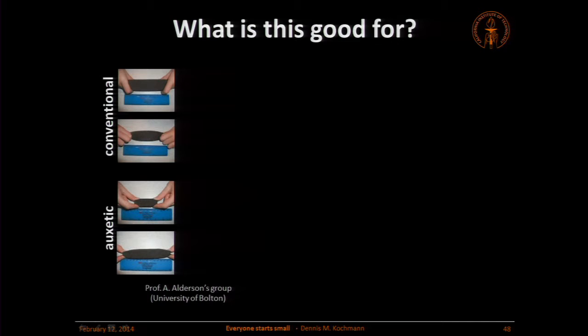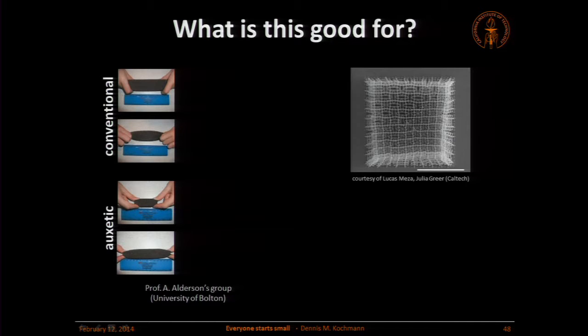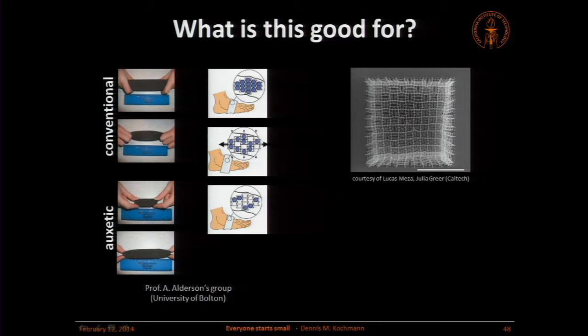If this is the original foam and you're pulling on it, it doesn't become thinner, it actually becomes fatter quite a bit. You can do this with foams, and Julia's group here at Caltech can also do things like this with trusses. It's a similar arrangement. You have a negative Poisson's ratio. Now, what are the applications of this? One of them is this pictured over here.